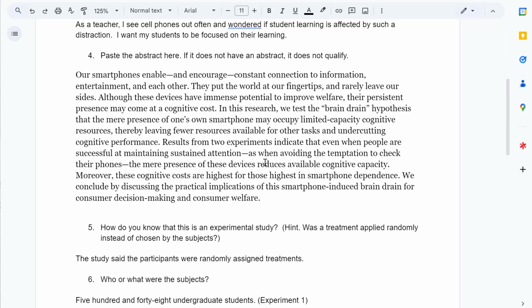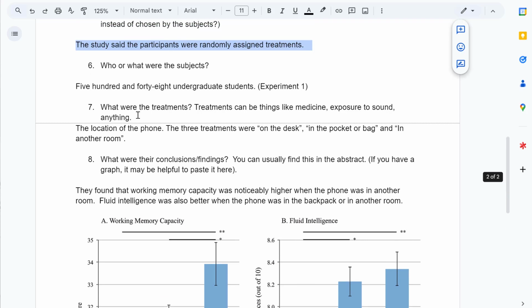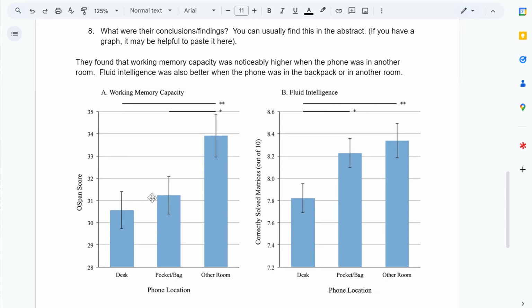And then paste your abstract. A good study always has an abstract. If it doesn't, then you go find something else. And then find out, odds are you're going to probably copy that sentence verbatim for me. So that's just your check to make sure they say that somewhere. It doesn't have to be exactly those words, but treatments must be randomly assigned. Who were, what are the subjects, and then what were the treatments, and then finally, what are the findings?